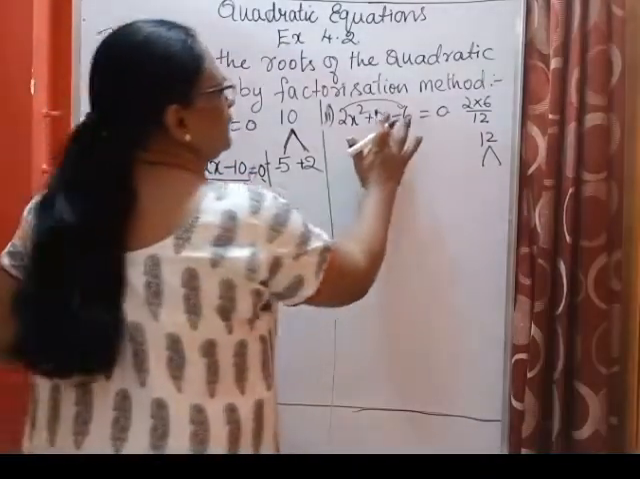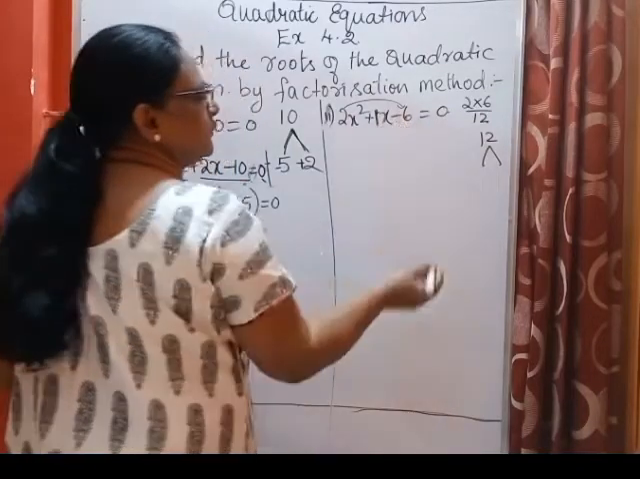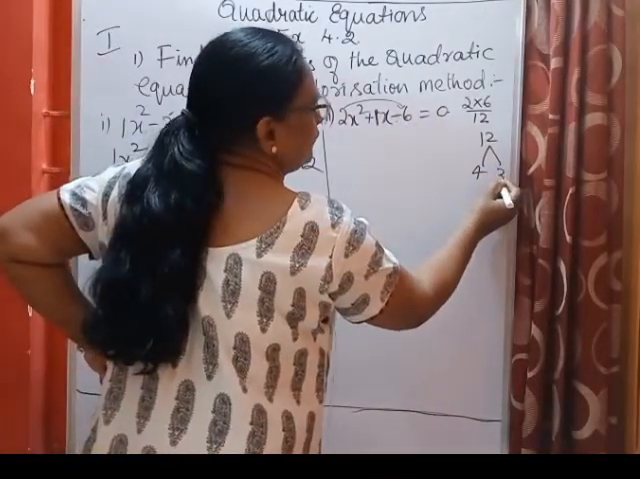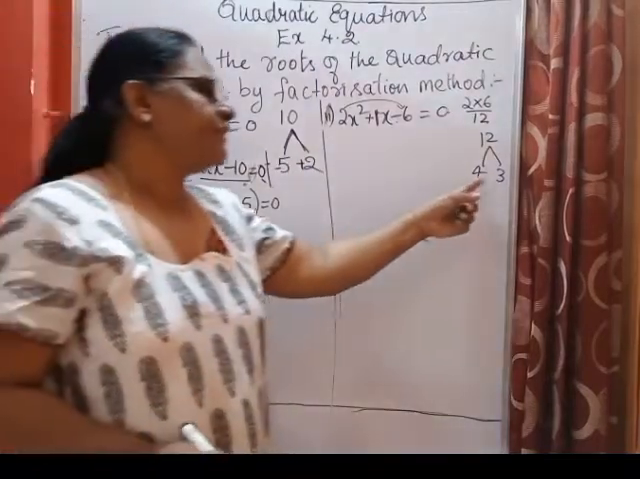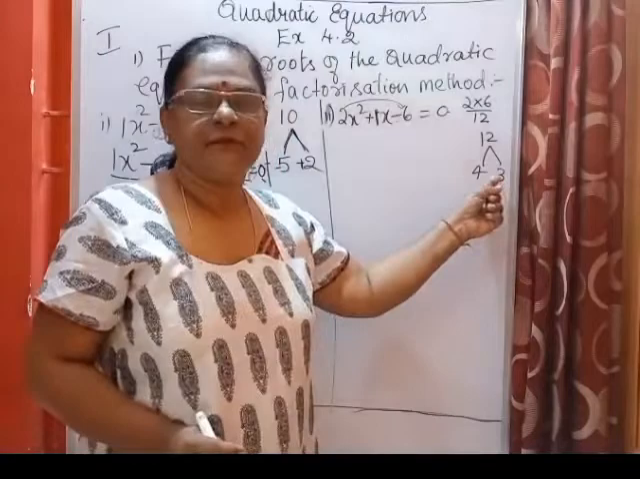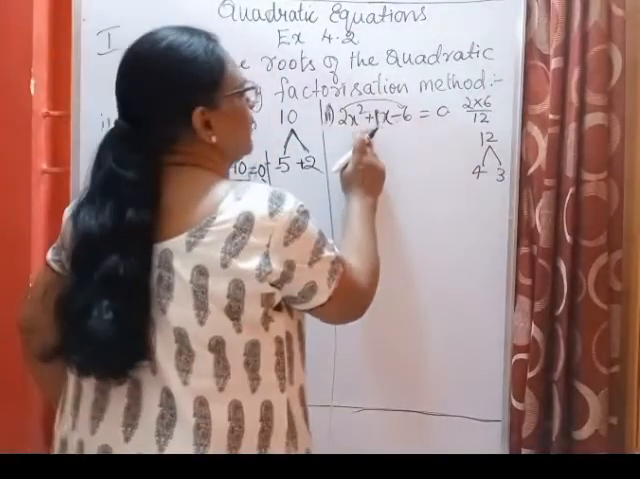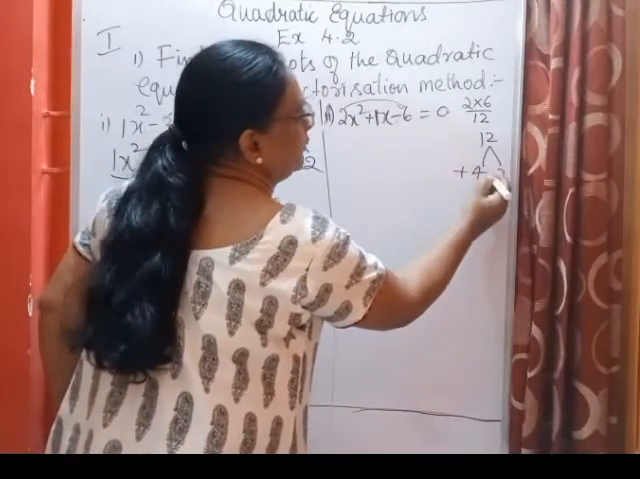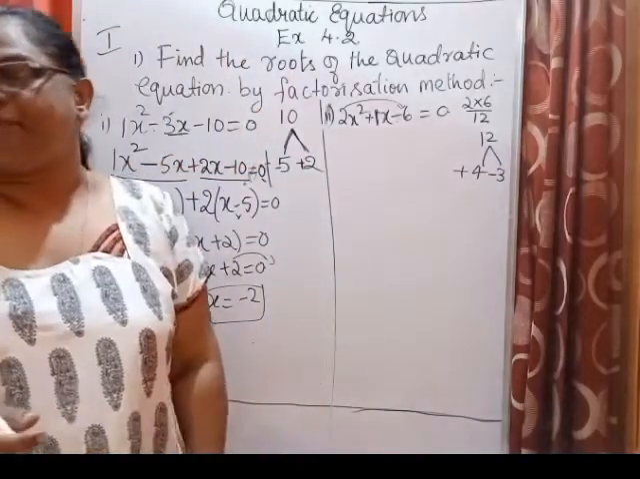Okay. So I will take 4 and 3. From 4, if I subtract 3, I will get 1. Is it not? From 4, I am subtracting 3, so I will get 1. So the middle term sign should go to the bigger number. The other term should have the opposite sign.